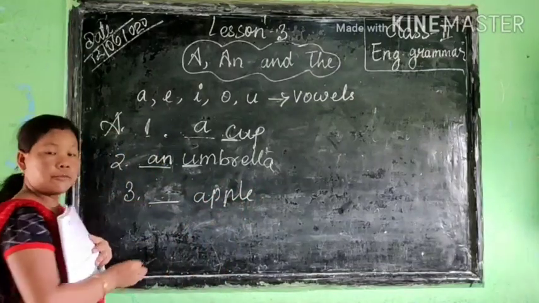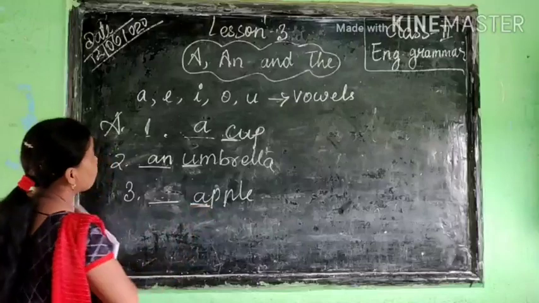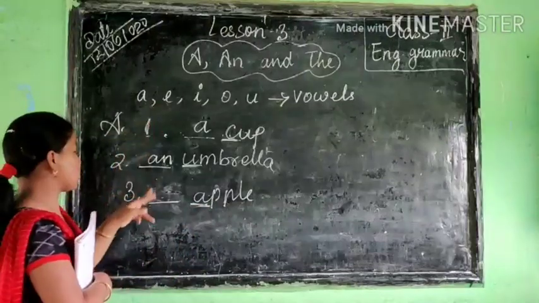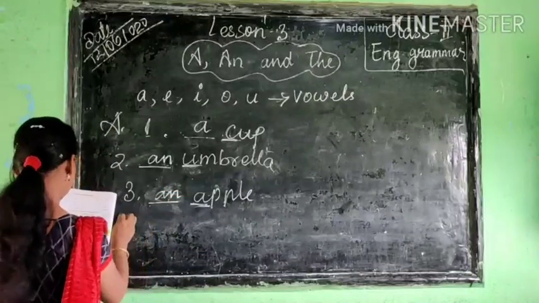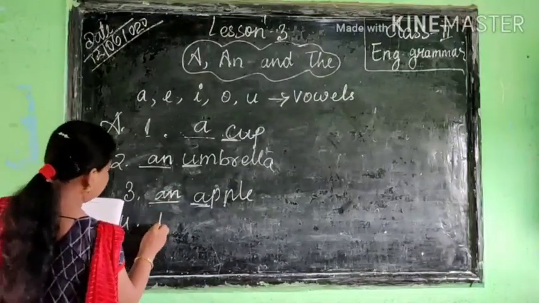Apple. So your first letter is what? A. A is a vowel. So what do we have to use here? N. Okay. Fourth number is table.